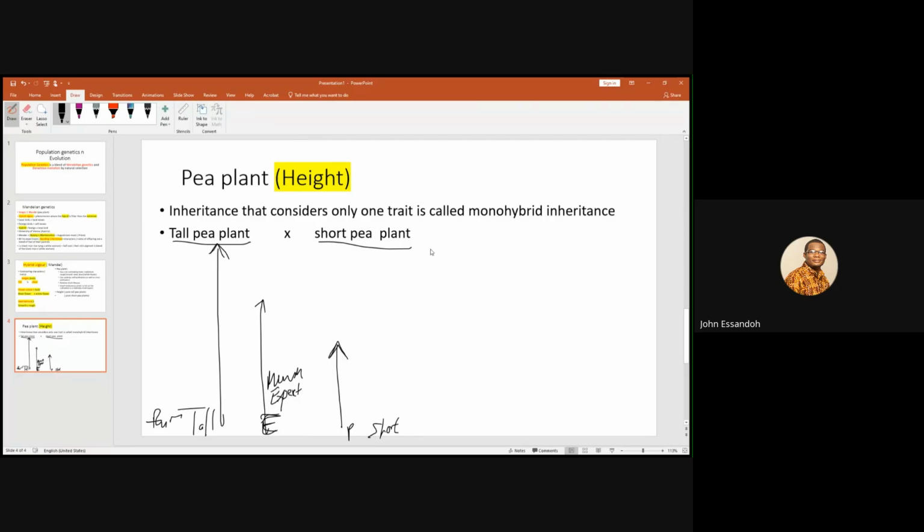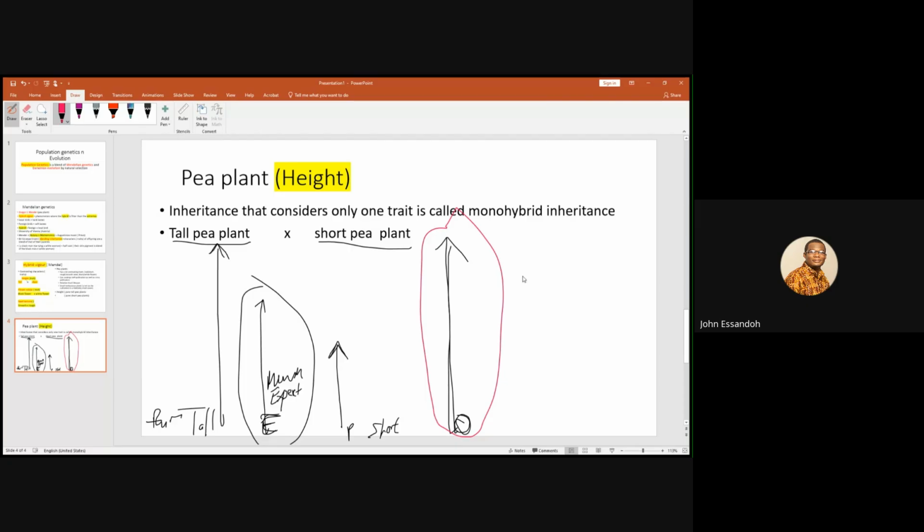But surprisingly, when he conducted the experiment, this is what he had. This is what he observed. They observed all the children came out to be tall. What? Okay, so you cross tall plant and short plant, expecting something with average height like this, only for you to have height like this.